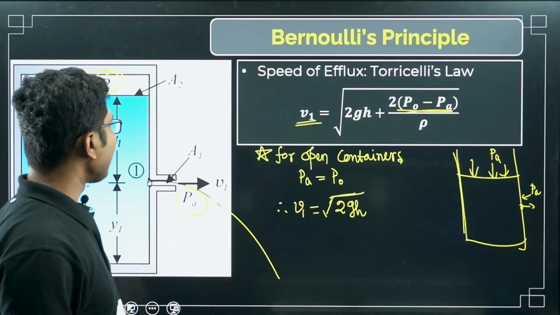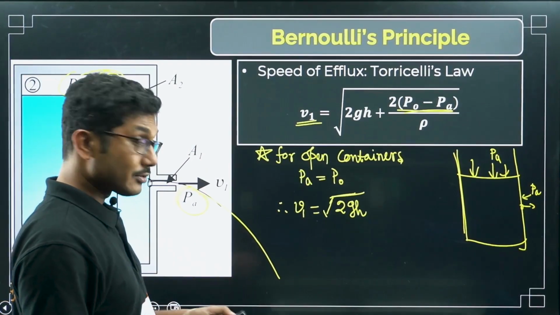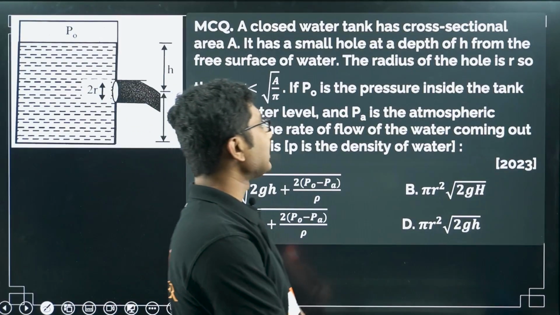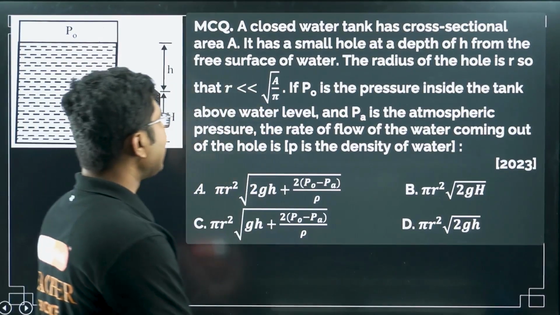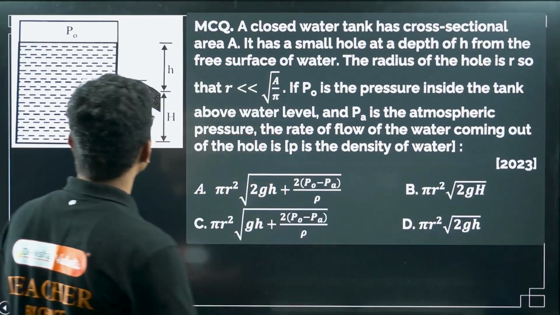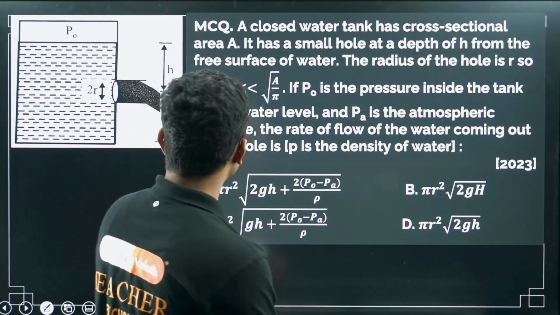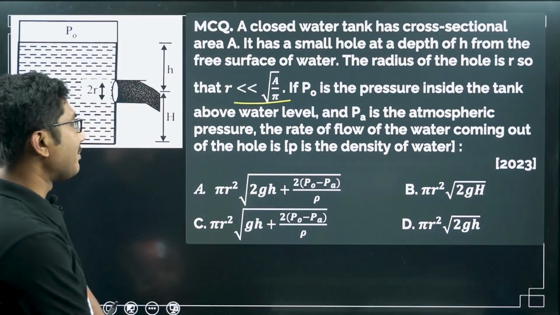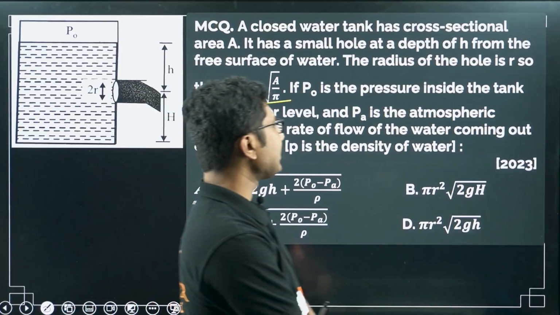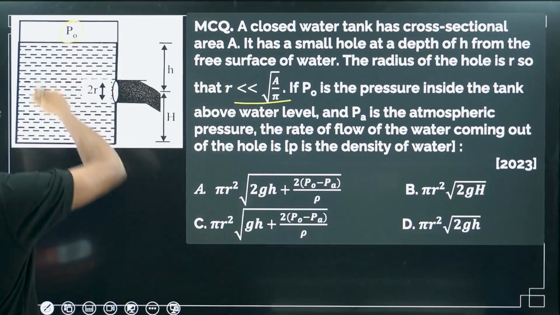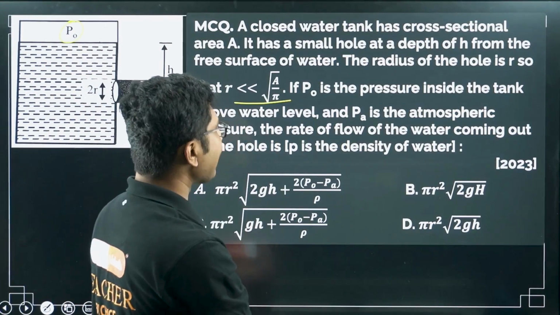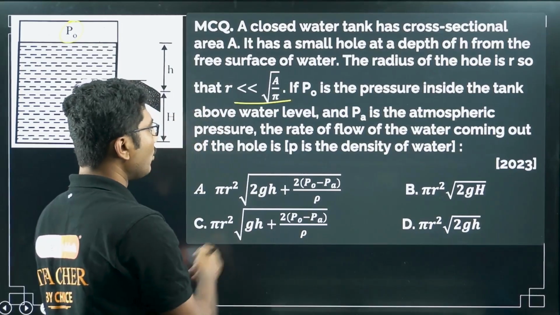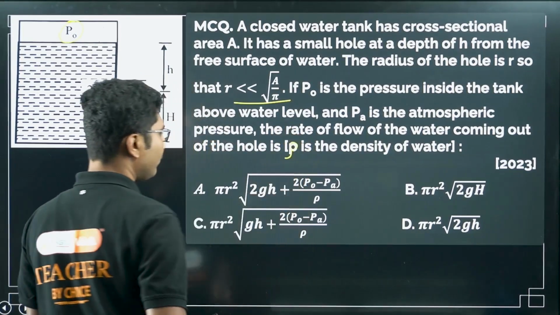Now let's look into a problem that came in 2023. So what is the question? A closed water tank has a cross sectional area A. It has a small hole at depth h from the surface of the water. The radius of the hole is r, where r is much smaller than the square root of A by pi. If PO is the pressure inside the tank, and PA is the atmospheric pressure, the rate of flow of the water coming out of the hole is, where rho is the density of water.